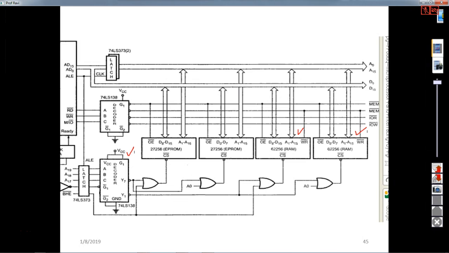62256. So here this will be even bank. And then this is your odd bank. So even bank and odd bank selection. So now this is given to Y1. So this Y1 of the decoder and A0 will map this memory location. So here if you consider your A17, A18 and A19.